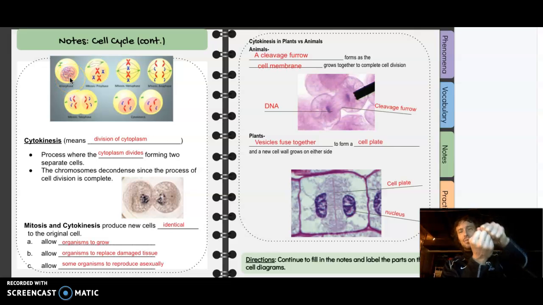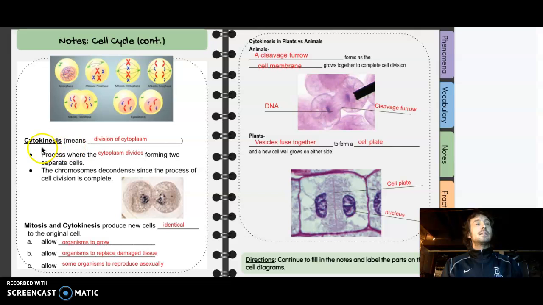Think of like a Dead Sea Scroll, right? When it's rolled up, you can't read it. When it's opened up, you can read it. So normally you want it opened up so you can read it. But when you want to move it, right, you roll it up, and that's kind of what chromosomes are. And so you can see the process here where you go from 1 cell ultimately to 2 cells.